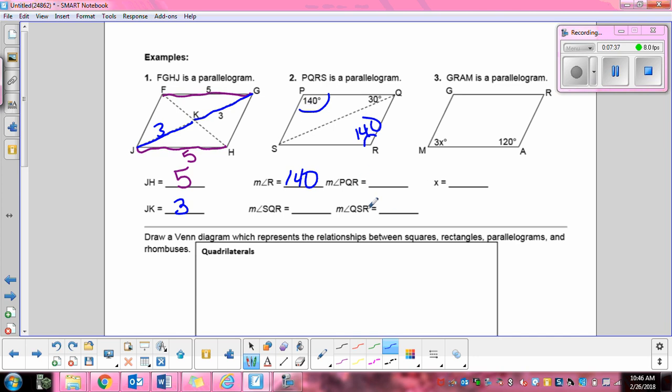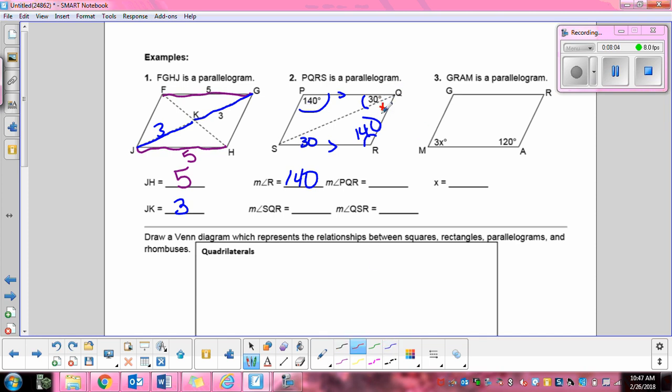PQR. We need to remember how to name or identify an angle. PQR. So if the top part is 30, how do we find out what the bottom part is? We know that these are parallel lines, right? If this is 30, this one down here is 30. But we also know that these angles are supplementary.